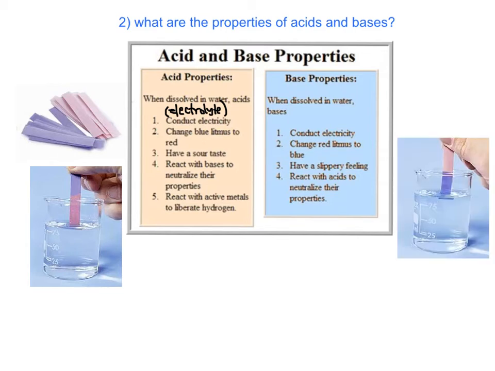Basic properties. Bases are also electrolytes, so they conduct electricity. Bases tend to turn litmus paper blue, so when you dip any color of litmus paper, no matter what color it starts, into a base, it'll turn blue. They are slippery feeling, so think about things like soaps and shampoos. You know how they're very slippery? That's because they're basic. And like I said, they tend to react with acids to neutralize their properties.